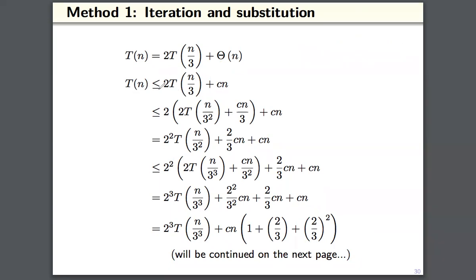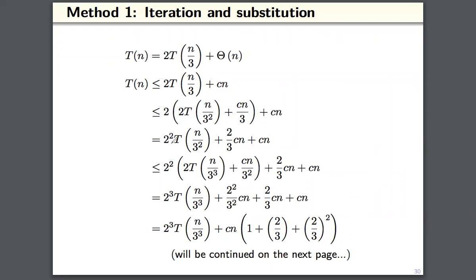Now, T of n is less than or equal to 2T of n by 3 plus Cn. Substitute. What is T of n by 3? It is 2T of n by 3 squared plus C n by 3, because the problem size is n by 3. So C times n by 3, and this is n by 3 divided by 3, so n by 3 squared.